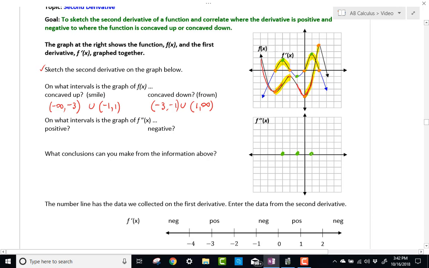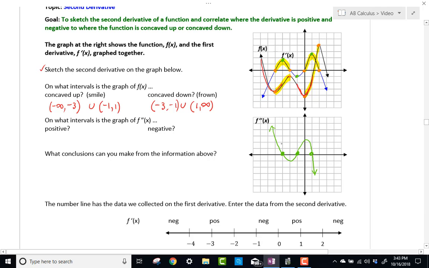Look at f prime. f prime is increasing on the left side here until we get to -3. So that means that my second derivative should be positive. Then f prime goes to decreasing, so I'm going to be negative, and then my second derivative goes to positive because f prime is increasing, and then finally f prime finishes out by decreasing. All right? And now we'll answer on what intervals is the graph of f double prime positive versus negative.